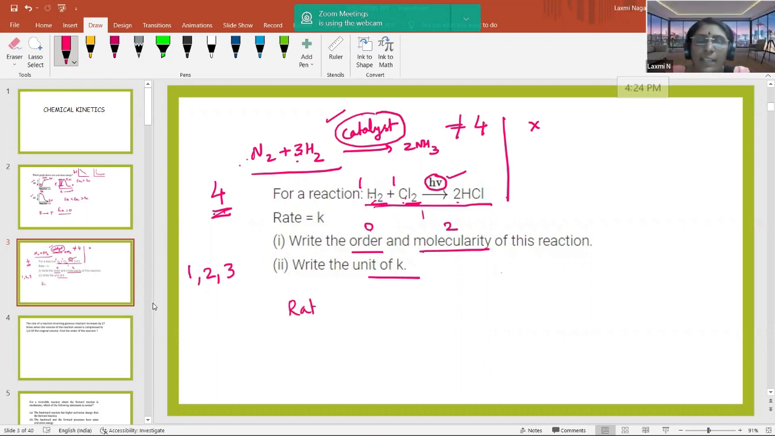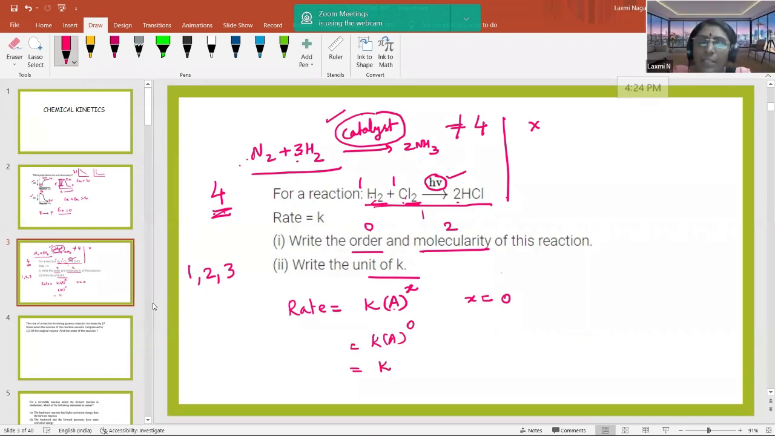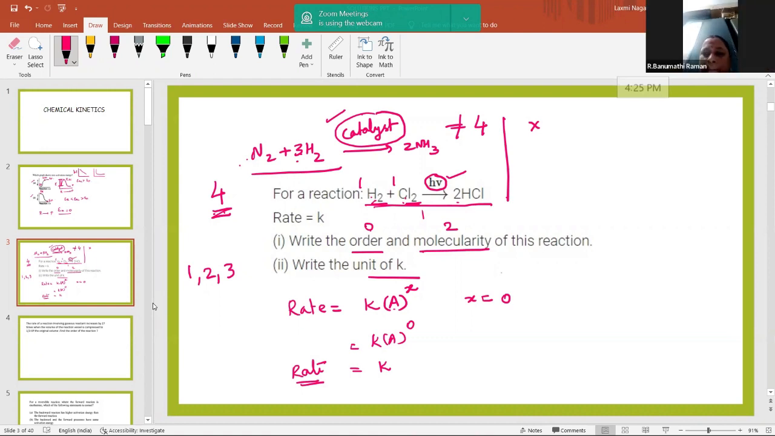Normally we say rate law is K into concentration of the reactants to some power. What is the value of x in this case? 0. So A to the power 0 would become 1, and rate would become equal to K, right? Yes, ma'am. So what is the unit of rate? Mole inverse. Okay, how do you define rate?